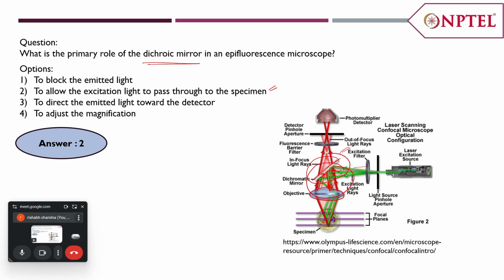And following the application of the excitation light on the particular specimen, when the specimen emits light of a specific wavelength, that falls on an eyepiece or the fluorescence filter followed by the detector. Okay, so this is the main function of the dichroic mirror and the use of the epifluorescence microscope. Okay, so if you guys have any doubt, you can ask.